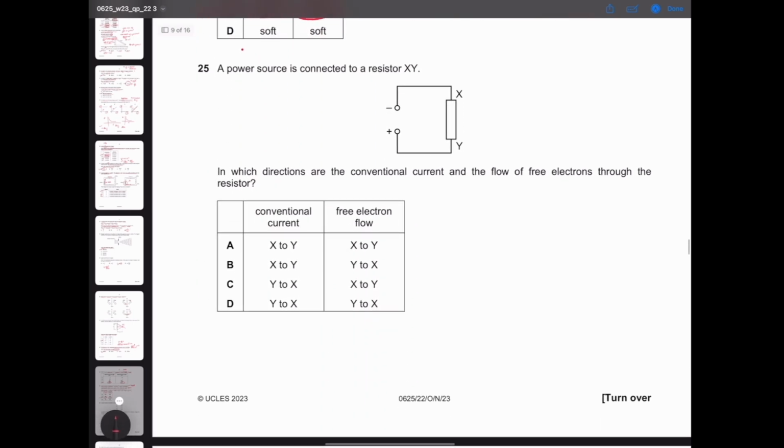A power source is connected to a resistor XY. In which directions are the conventional currents? See, conventional current flows from positive to negative. So it is going from Y to X. And electron flow is opposite. Electron flows from negative to positive. So electron flow is like this, X to Y. So Y to X in conventional current and X to Y in electron flow. So the answer should be C.